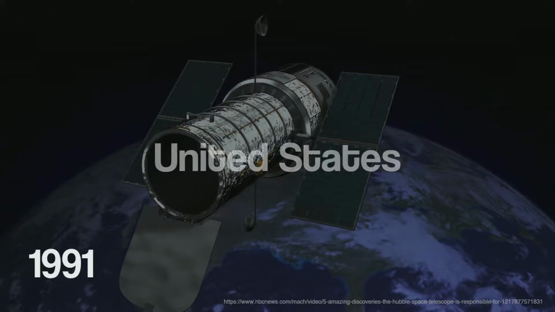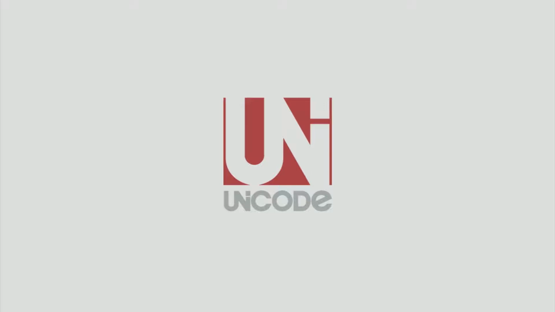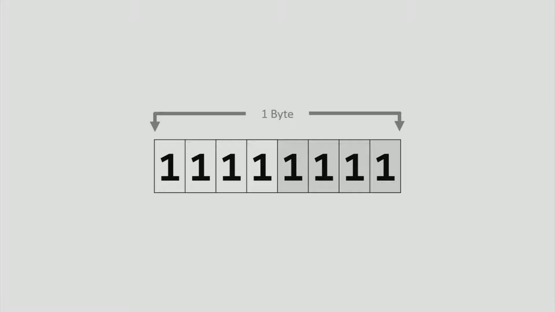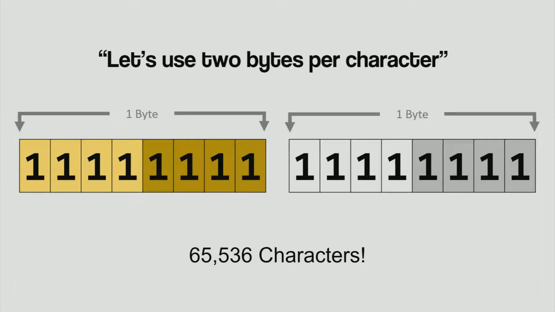To fix this, in 1991, in the US, they started a consortium called the Unicode Consortium, and one thing they had to realize is that 1 byte isn't really enough, because you have only 256 characters. There's no way you can encode all these characters. Let's use 2 bytes. 1 byte gives you 256 characters. If you use 2, that means 65,000 characters. That should be good enough, but not really.